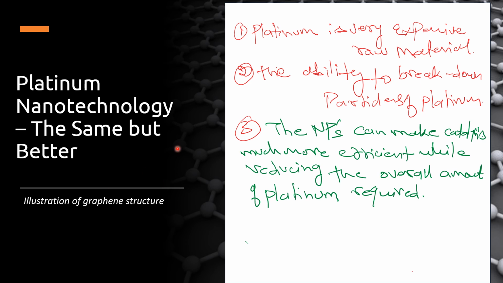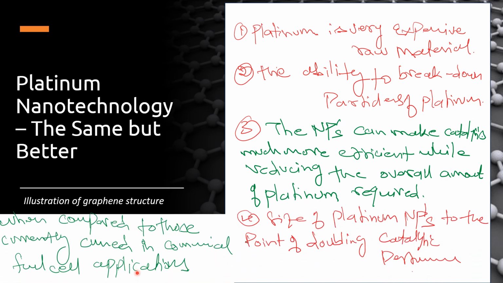Then what type of catalyst are we going to use right now? Platinum. Platinum is much better compared to graphene structure. So why is platinum so important? Platinum is a very expensive raw material. The ability to break down platinum into particles is not easy. These platinum nanoparticles can make a catalyst much more efficient while reducing the overall amount of platinum required. In addition, the size of the platinum nanoparticles can be tuned to the point of doubling catalytic performance when compared to those currently used in commercial fuel cell applications.